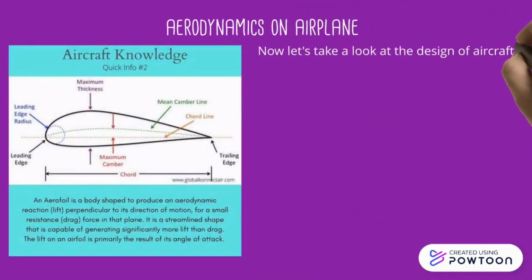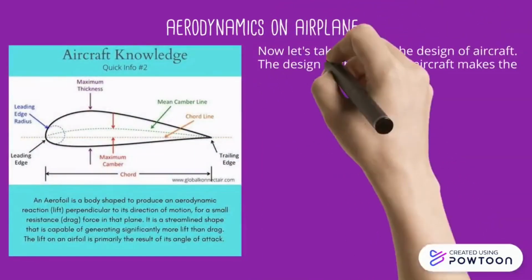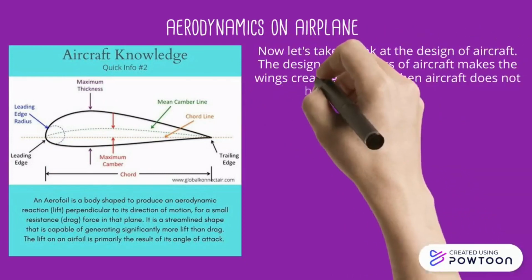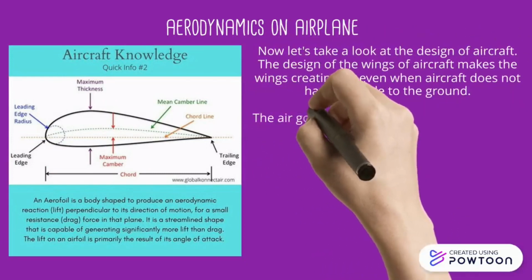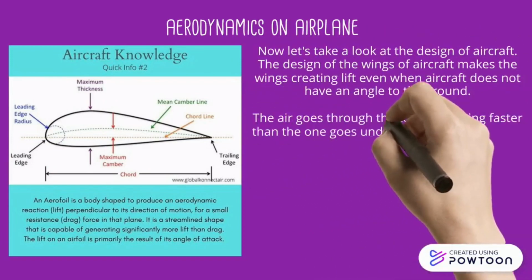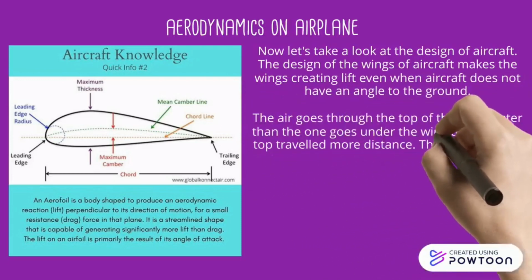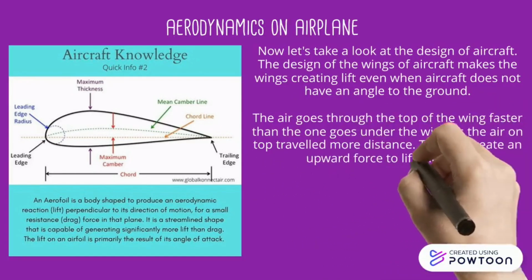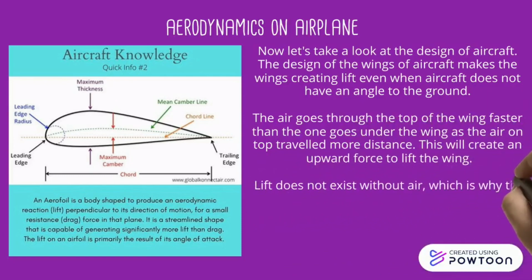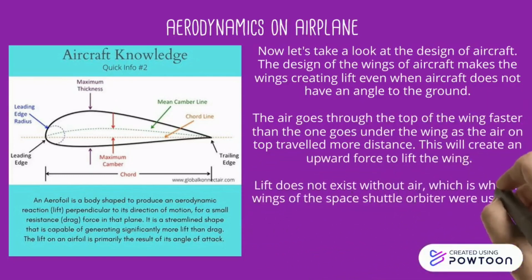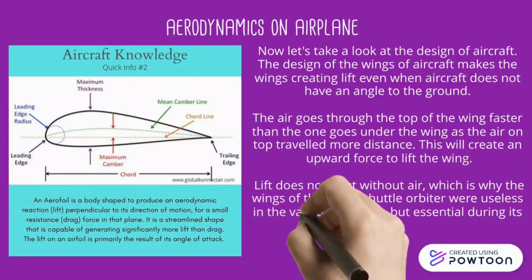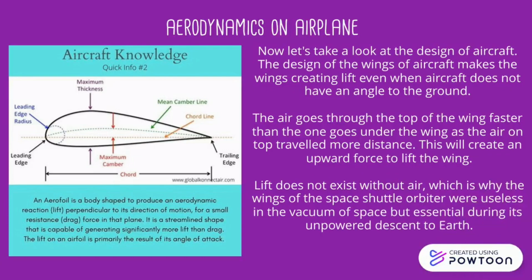Now let's take a look at the design of aircraft. The design of the wings of aircraft makes the wing create lift even when the aircraft does not have an angle to the ground. The air goes through the top of the wing faster than the air under the wing, as the air on top travels more distance. This will create an upward force to lift the wing. Lift does not exist without air, which is why the wings of the Space Shuttle Orbiter were useless in the vacuum of space, but essential during its unpowered descent to Earth.